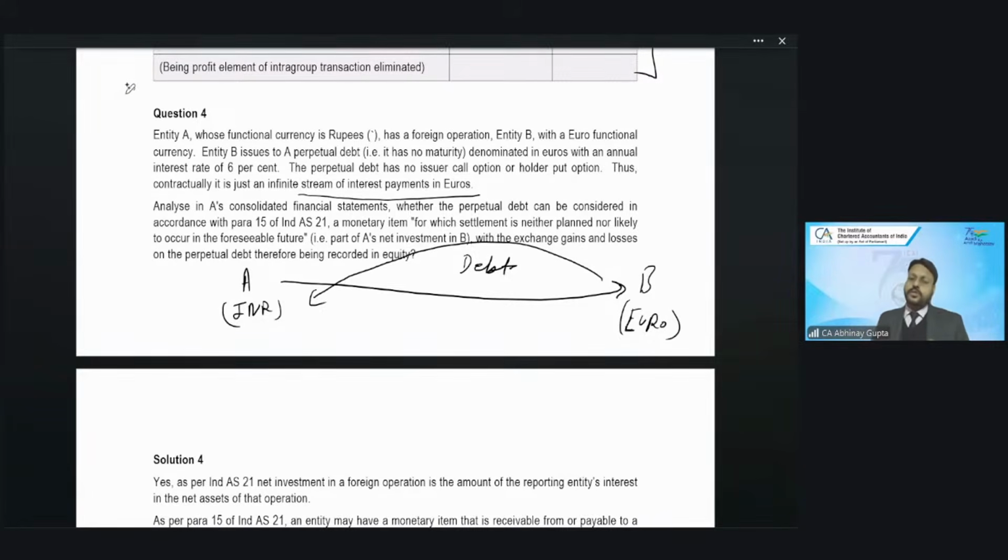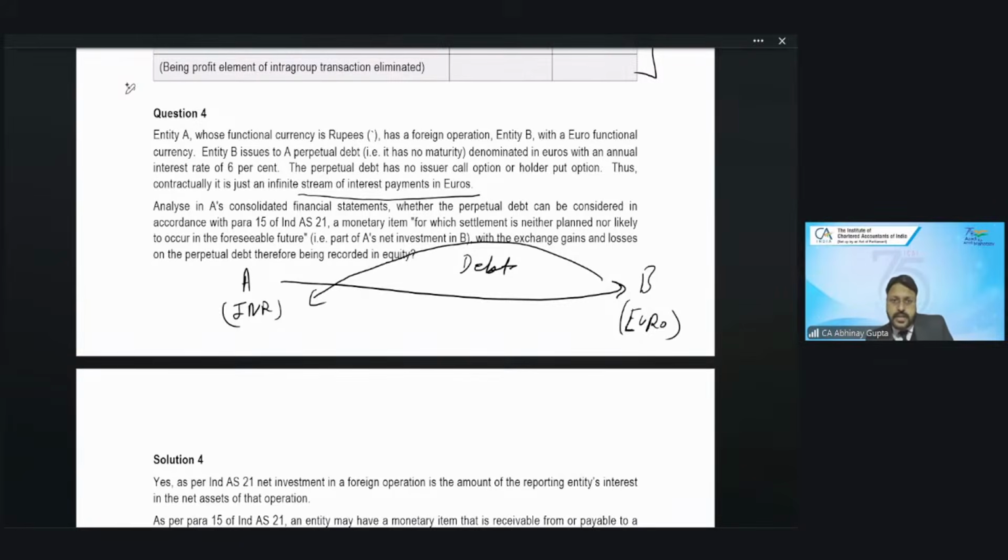So this is a perpetual debt, and hence the interest payments will be infinite, because neither A has the right to put it back to B, nor does A have the right to call it back. So no party has the right to return or cancel the loan. So this is a perpetual debt. Interest payments will be regular and for an infinite period.